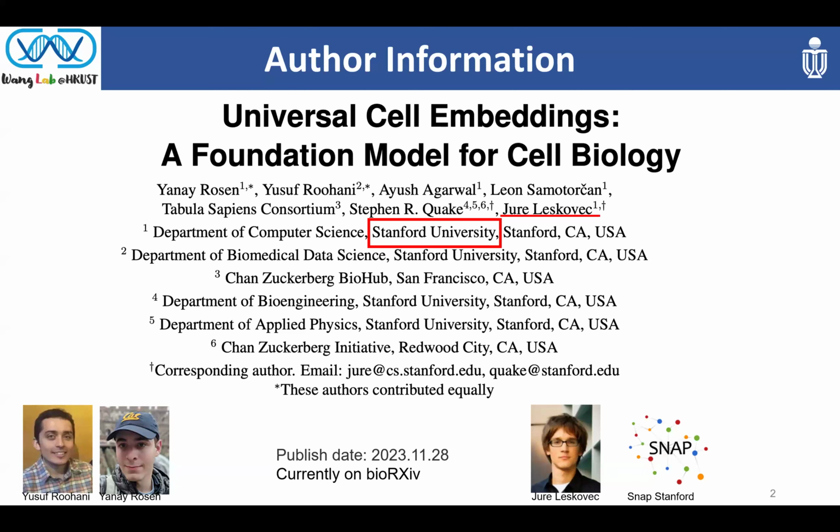Let's first learn something about the author information. The first authors of this paper are Yanei and Yusuf. They are from Stanford, Department of Computer Science and Biomedical Data Science. The corresponding author is Jure Leskovec. He is very famous because he designed the node2vec algorithm and has over maybe 150,000 citations. He has done a lot of graph-related work, and is a very famous scientist.